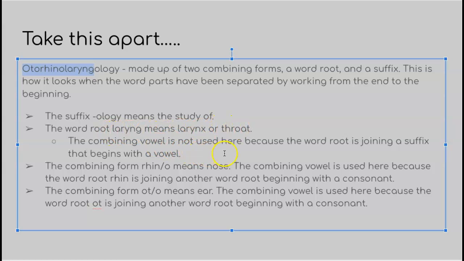The combining vowel is not used here because the word root is joining a suffix that begins with a vowel. The combining form rhino means nose. Now see, we combined two word roots, so we had to use our combining vowel here, okay? And then the word root oto comes with its own O. So oto means ear, and we use that O to combine the two there as well. So it means the study of the ears, nose, and throat, okay?